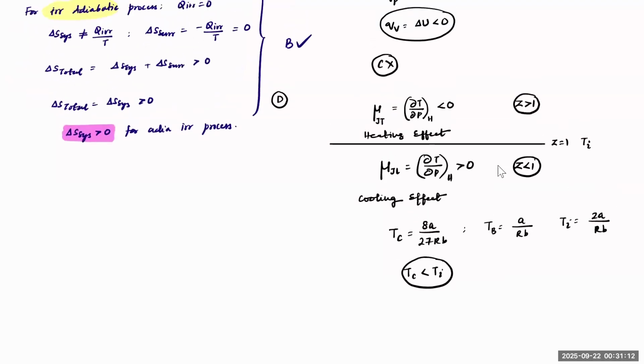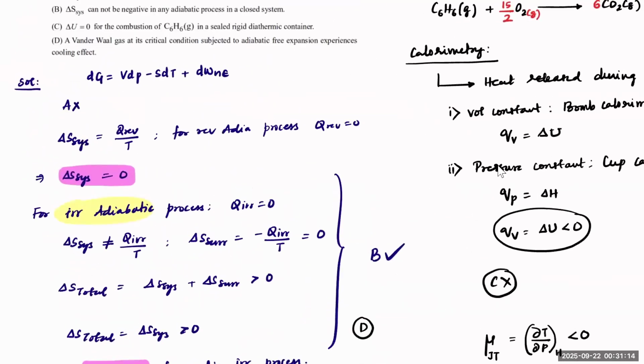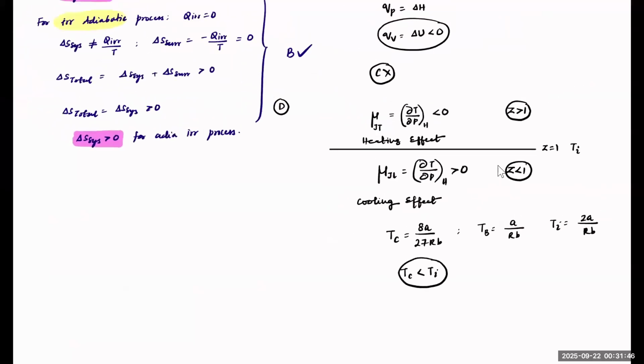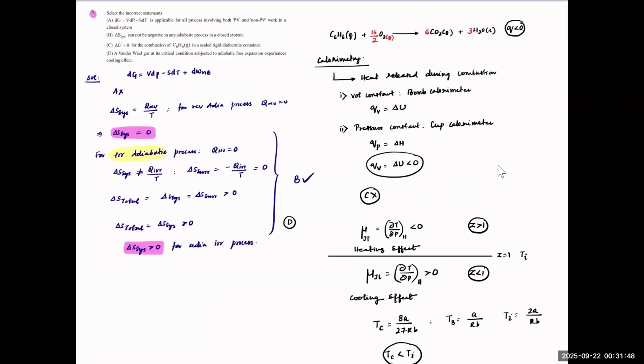Clear? Imagine if I tell you the same statement about a van der Waals gas at 4 times Boyle's temperature, subject to free expansion, experiences cooling effect, then this will become wrong. Because if it is 4 times Boyle's temperature, that means it is above the inversion temperature, and above the inversion temperature, heating effect is favorable. Clear?